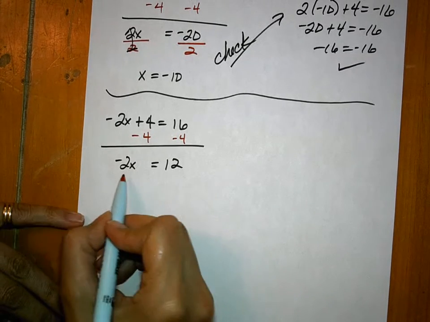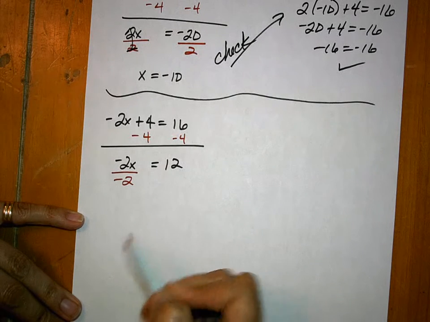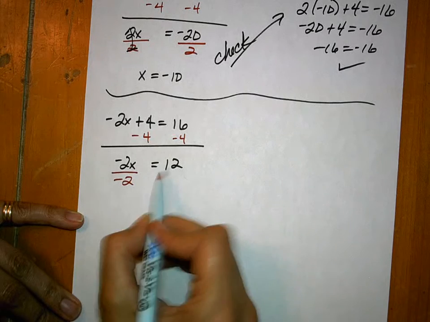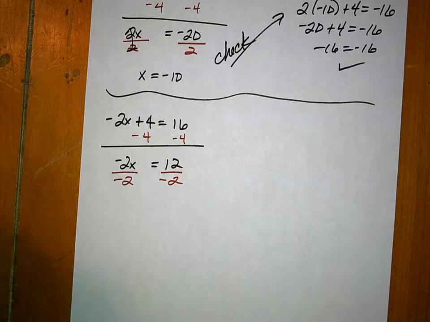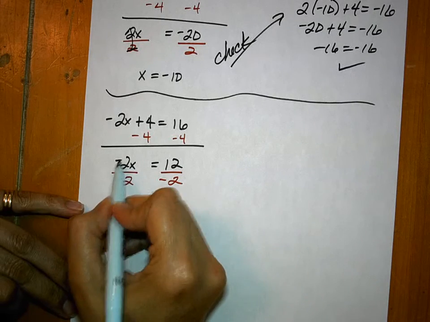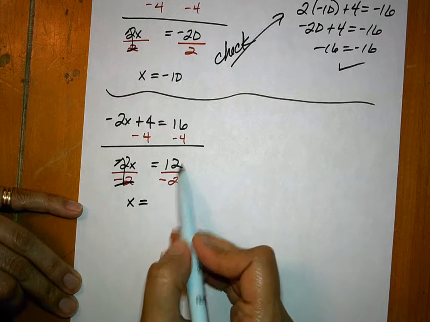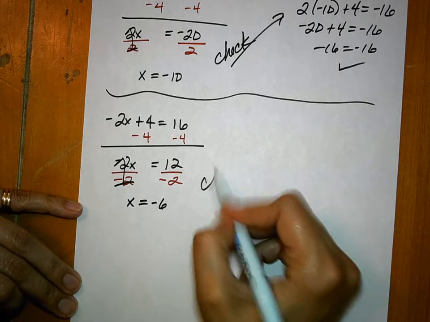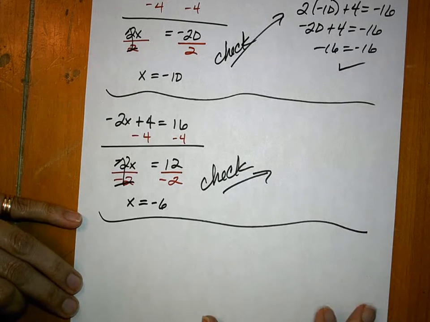So what we're going to do is divide by negative 2 this time. X was being multiplied by negative 2, so we're going to use the opposite operation, division, but we still need to divide by the same integer. Whatever you do to one side of the equation, you must do to the other. Negative 2 divided by negative 2 is 1, and we are left with x equals, and now 12 divided by negative 2 is negative 6. Okay, check your answer. It is correct.